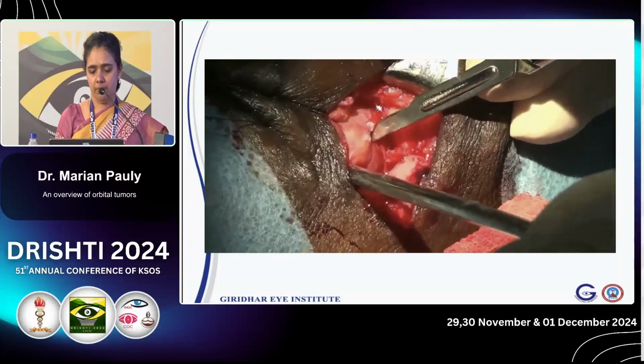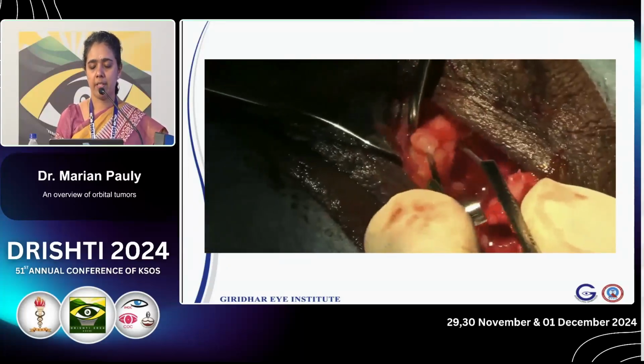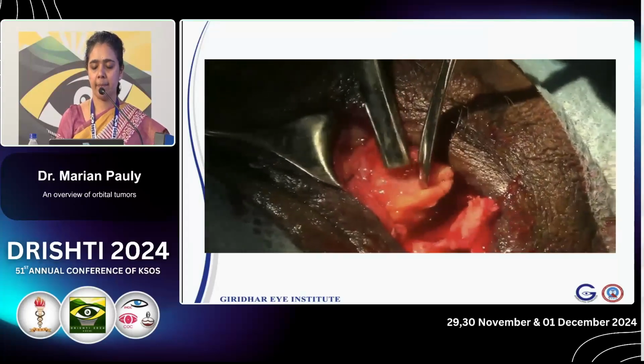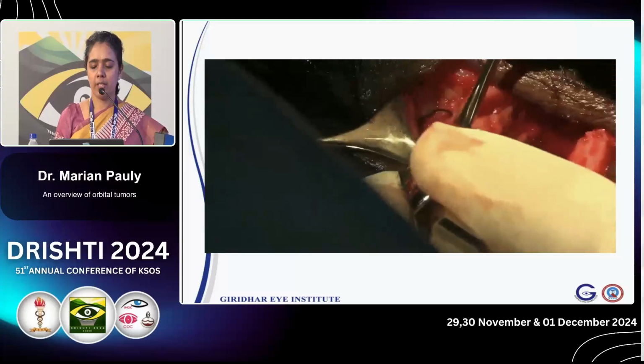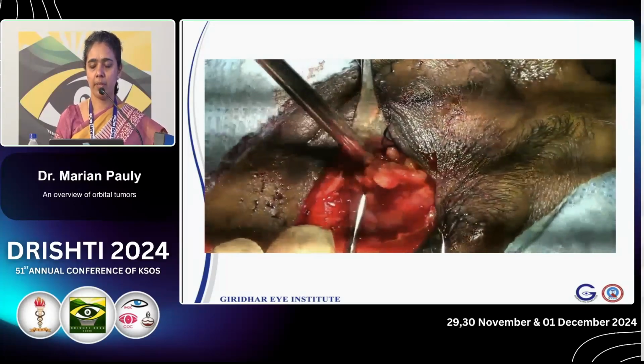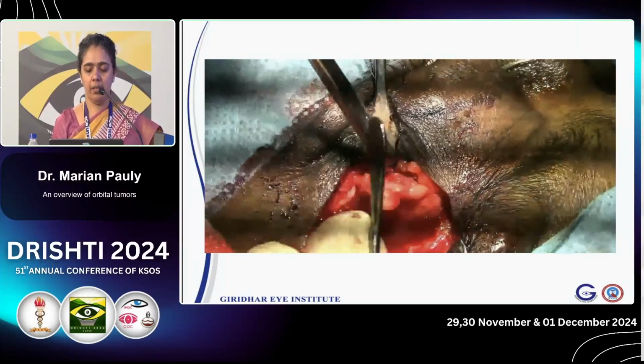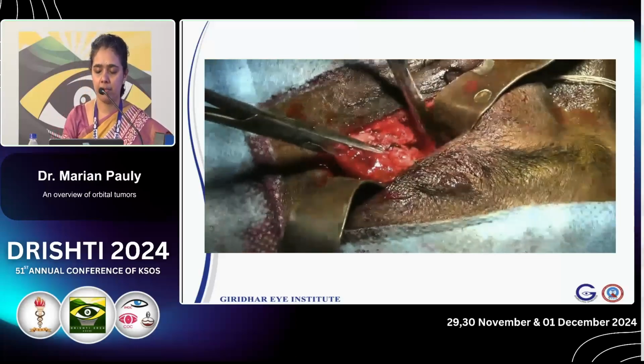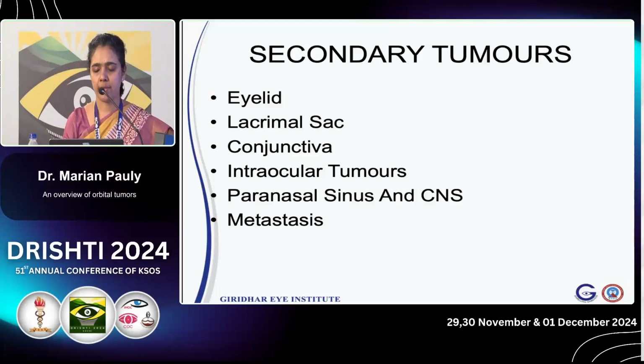Now make a small incision in the fascia. Expose the orbital contents. Look for the tumor, do blunt dissection. And you can use cryo to remove the tumor and then close it.